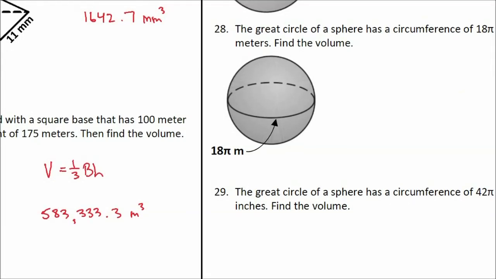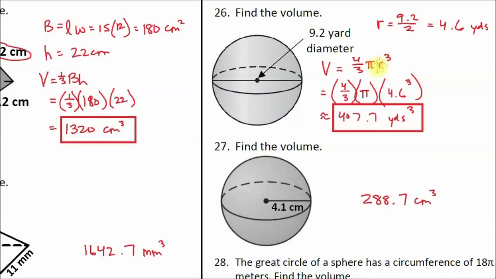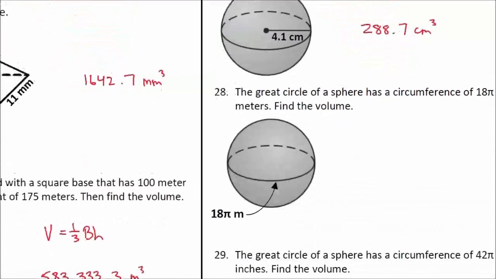Number 28. The great circle of a sphere has a circumference of 18 pi meters. Find the volume. Alright, so we learned in our flip book the great circle is the circle that goes around the widest part of the sphere, and that's right at the hemisphere, or where it becomes a half of a sphere, and that says it is 18 pi. So the first thing we have to do is we got to find radius. If you think about the volume formula, all you need is the radius. You can find the volume of a sphere.